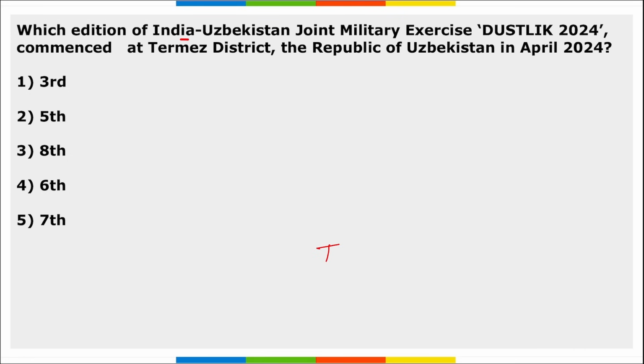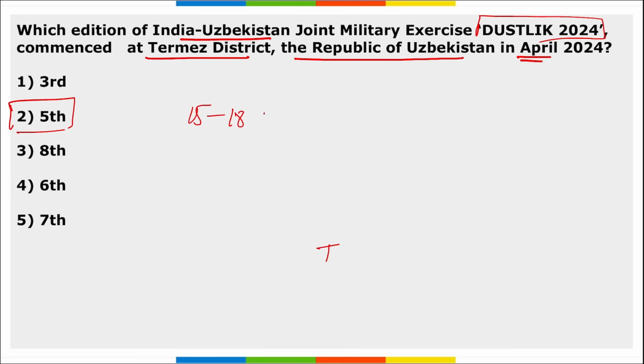Next, which edition of India-Uzbekistan joint military exercise Dustlik commenced at the Termez district, the Republic of Uzbekistan, in April 2024? So this is the 5th edition of the joint military exercise Dustlik that was conducted from 15th to 18th of April. Location is Republic of Uzbekistan where this was conducted.